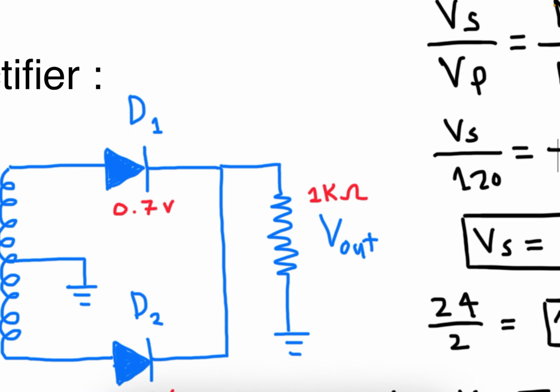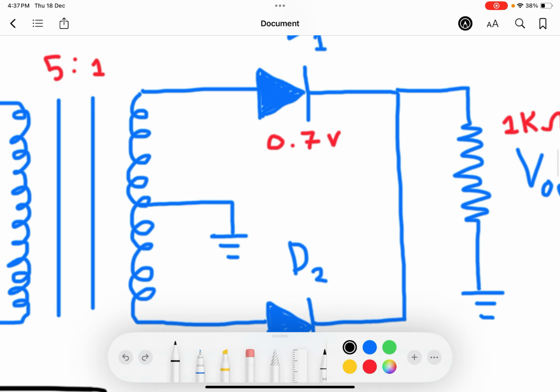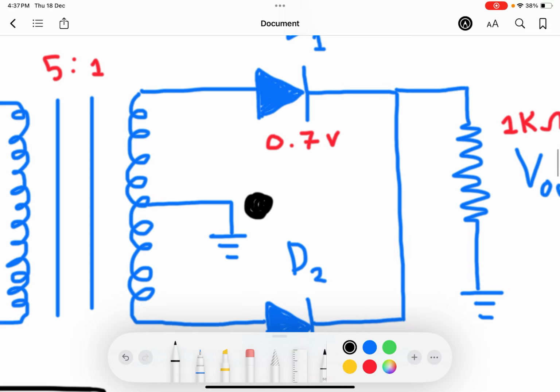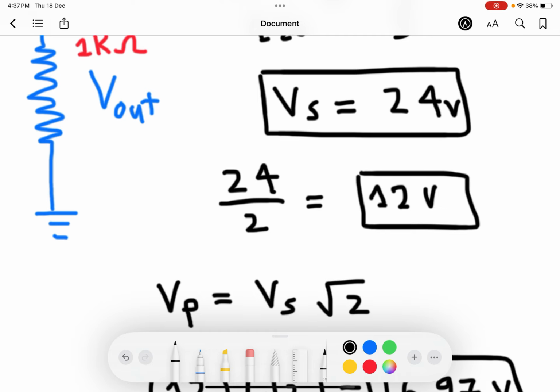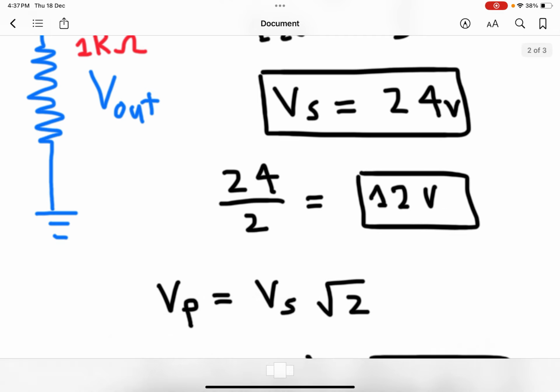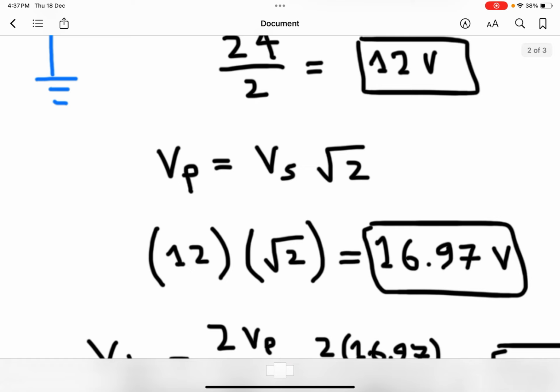But here there is a difference because we have a center tap at the middle, I mean this center tap. So we should divide this secondary voltage by 2. So it will be equal to 12 volt. Also, if we want to calculate the peak voltage, which is equal to VRMS multiplied by root 2, it will be equal to 12 multiplied by root 2, which is equal to 16.97 volt. That is the peak voltage.